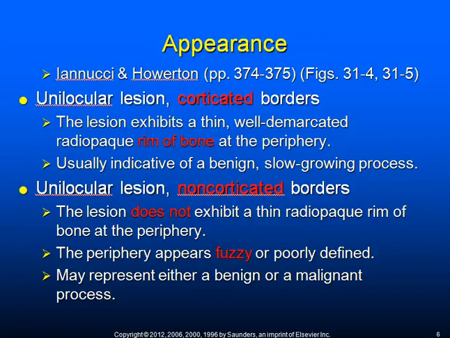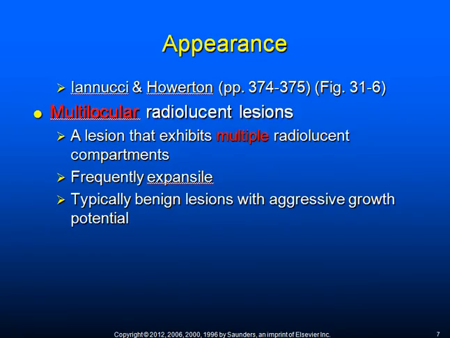Unilocular lesions can be corticated, which means that the rim of bone surrounding it is very clear and easy to see, or non-corticated, which means that the lesion does not show a thin radiopaque rim at the periphery, and the periphery appears fuzzy or poorly defined. Multilocular lesions have multiple radiolucent compartments.